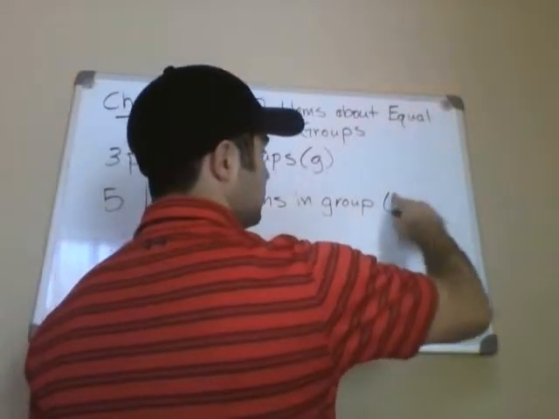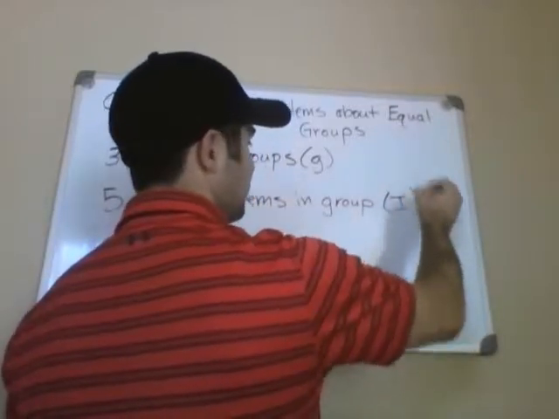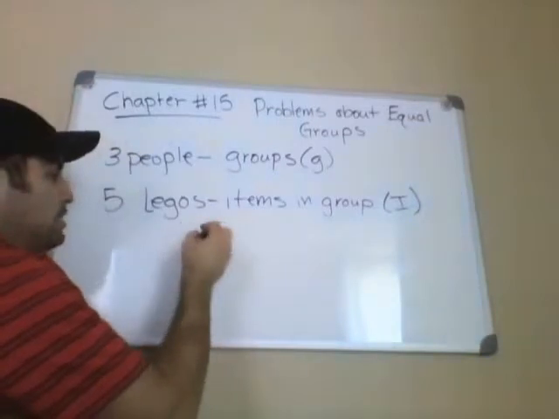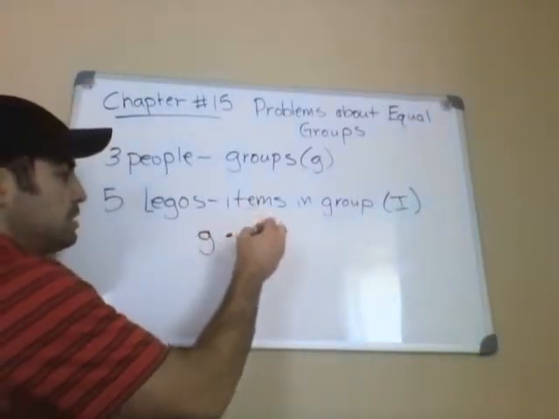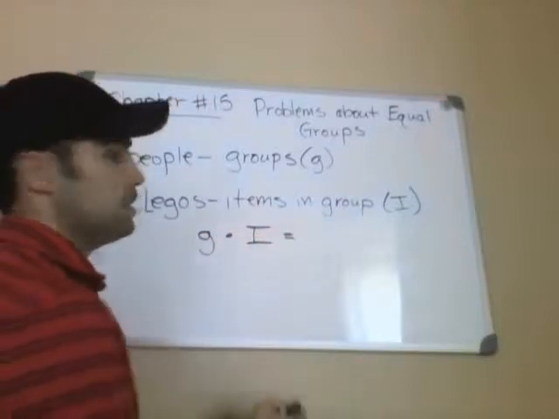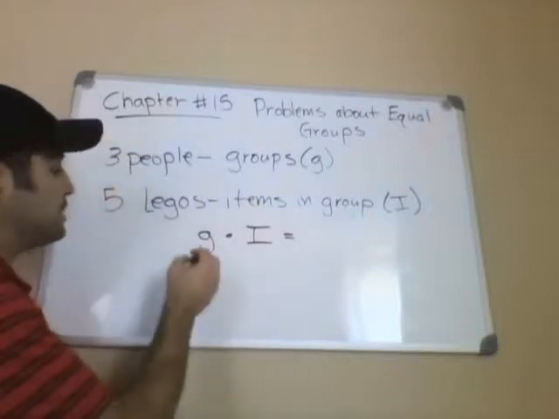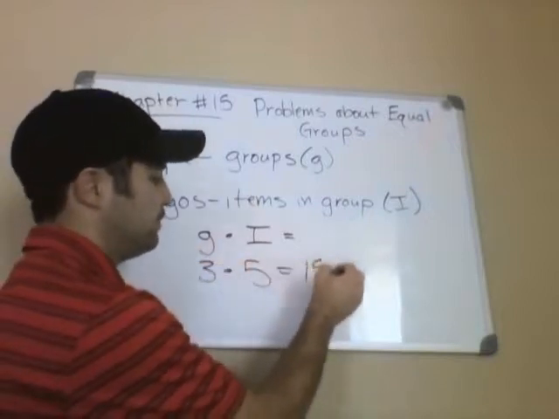Actually, let's call it big I. Okay? Alright, so we're going to take number of groups times number of items, and that's going to give us the total number of items we have. So in this case, it's 3 times 5 equals 15.